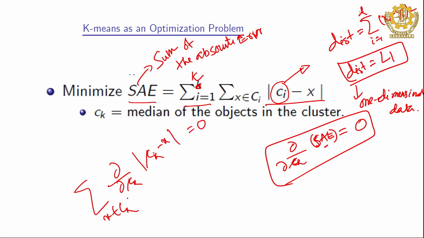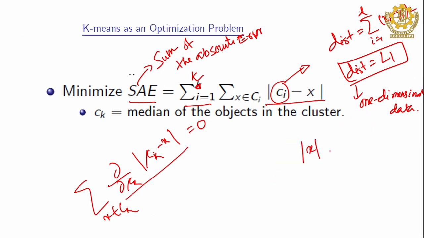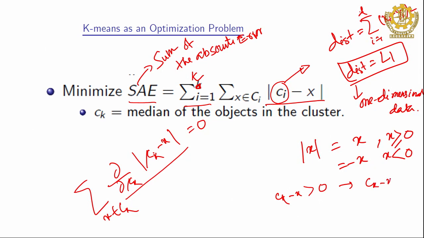So, what will be the derivative of this part? We define mod x equal to x if x is greater than 0, and mod x equal to minus x if x is less than 0. Therefore, if c_k minus x is greater than 0, then we can write c_k minus x, and if you take the derivative with respect to c_k of c_k minus x, this will be 1.